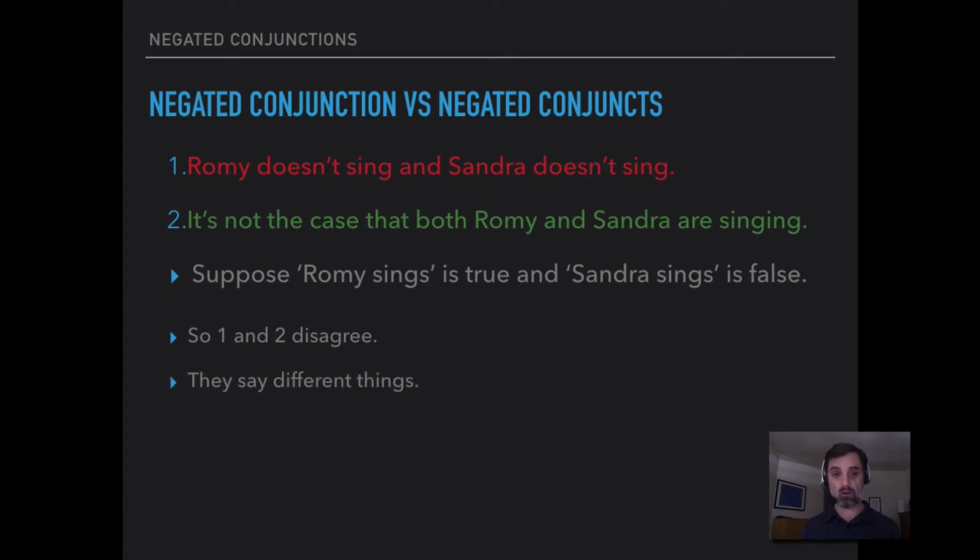Okay, so in this situation, they have different truth values. One's true, one's false. And so they disagree. That means they're saying different things, and that means they need different symbolizations. Well, 1 is symbolized as not R and not S, but 1 and 2 say different things. So 2 is not symbolized in this way. 2 is not symbolized as not R and not S. Okay, so then how is 2 symbolized?